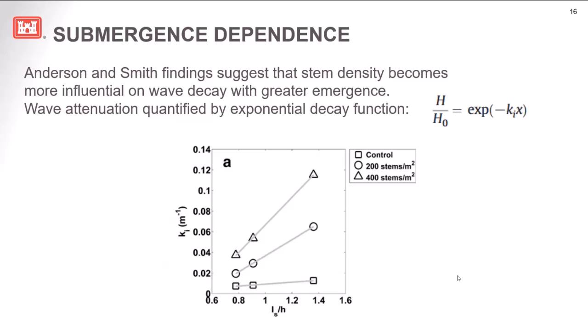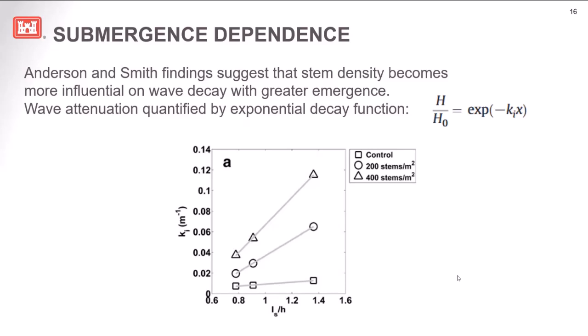Next, I wanted to investigate the sensitivity of the model to submergence of vegetation. The Anderson and Smith cases have some emergent vegetation, either due to the initial still water level or the size of the waves. Their findings suggested that stem density becomes more influential in wave decay with greater emergence.